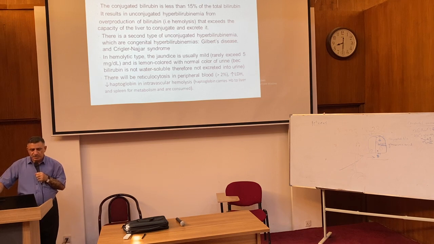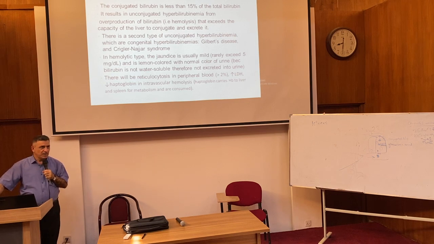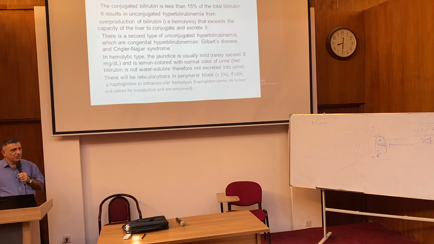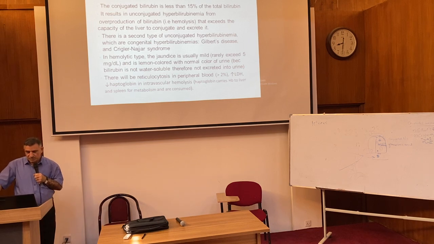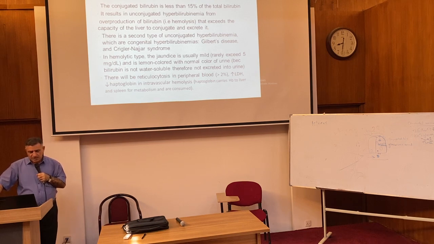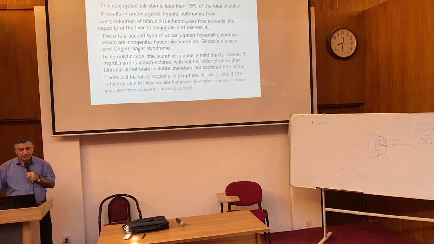In the prehepatic jaundice, the conjugated bilirubin is less than 15% of the total bilirubin. So the bilirubin in prehepatic is unconjugated. It results from overproduction of bilirubin, that is to say hemolysis, that exceeds the capacity of the liver to conjugate and excrete. There is a second type of prehepatic, Gilbert and Crigler-Najjar. In hemolytic type, the jaundice is usually mild.